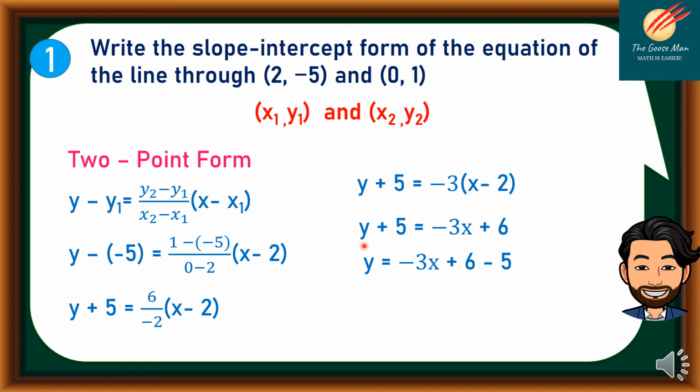So we come up with y is equal to -3x plus 6 minus 5, or y is equal to -3x plus 1. Again, this is your slope-intercept form.